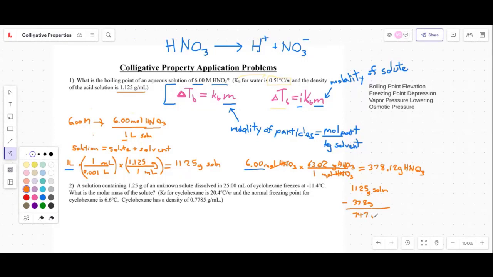747 grams, which I can convert real quick. Not that you need to show the conversion, you probably already know how to do this in your head at this point, but if you did want to show it, just to make sure, it would be 1 kilogram per 1,000 grams, and that's going to leave you with 0.747 kilograms of solvent. Good deal.